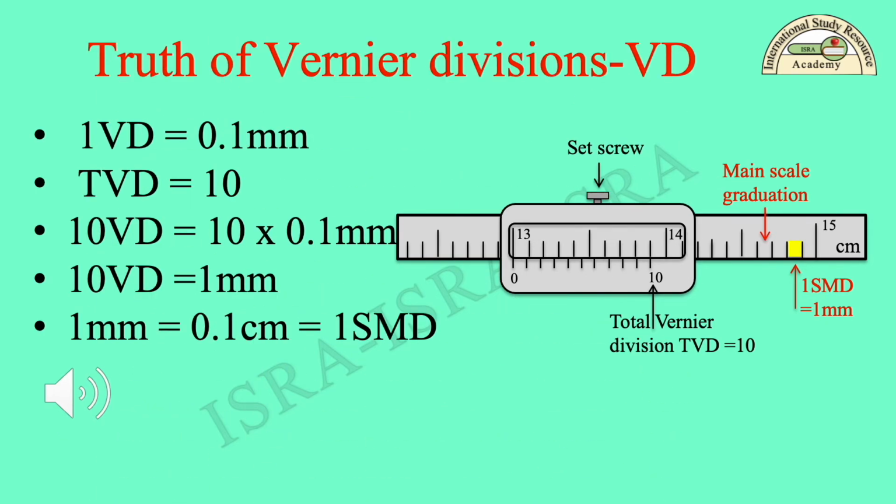The truth of vernier divisions. You have discovered in the previous slide that 1 VD on the sliding jaw is equal to 0.1 mm, but TVD is equal to 10. Therefore, 10 VD is equal to 10 times 0.1 mm equal to 1 mm. 10 VD is equal to 1 mm, but you know that 1 mm is equal to 1 SMD. This is the truth of VD.